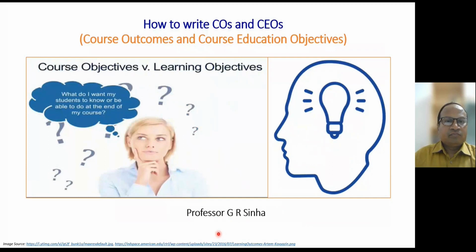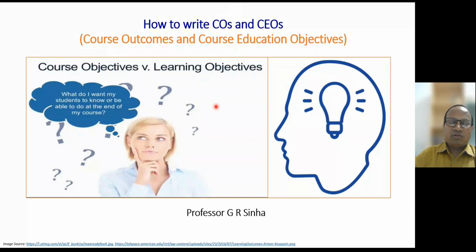Namaste. Hello, everybody. How to write course outcomes and course educational objectives is the topic of this lecture. Before this, we have discussed how to write program outcomes and program objectives. We know that in every university there are programs, and under each program there are many courses which are offered. So when we say course outcomes, when the course is delivered, how does it bring changes in the students?